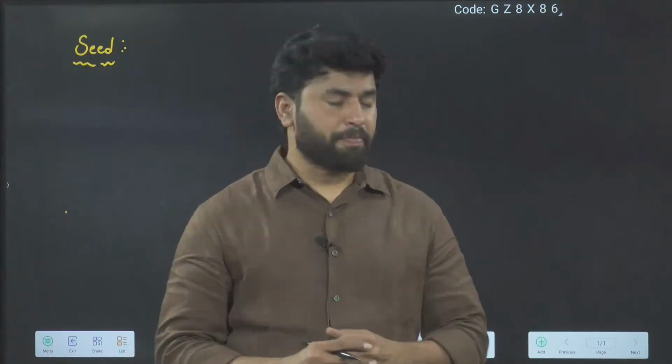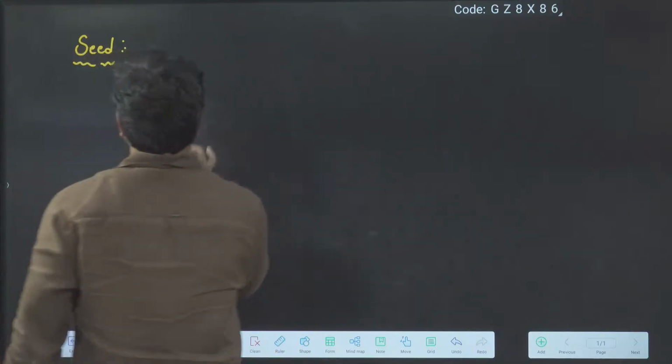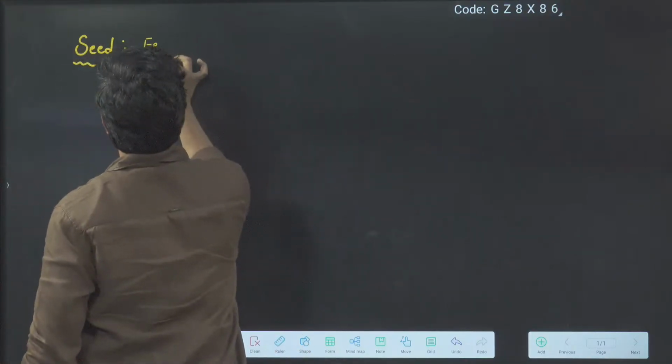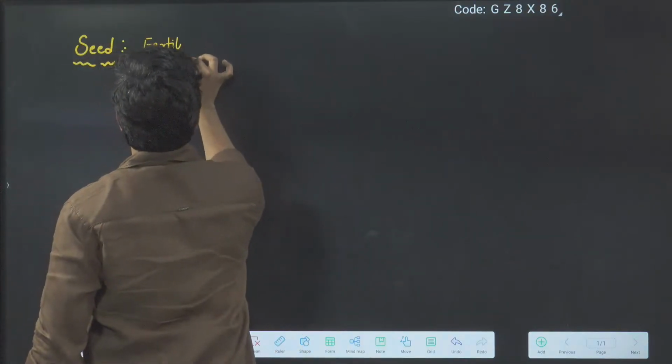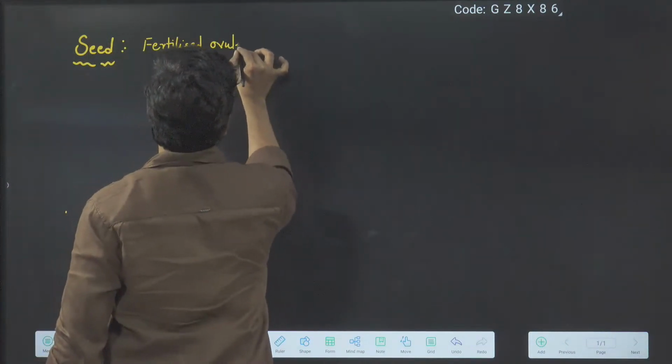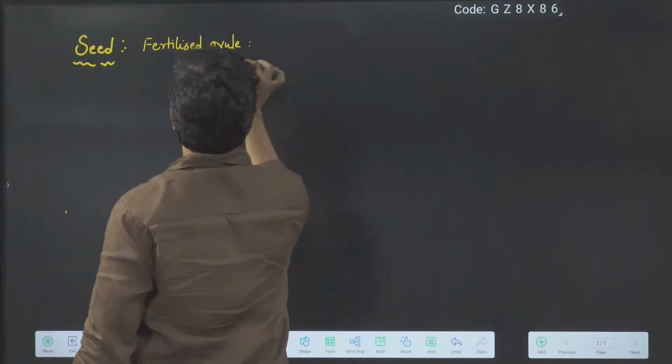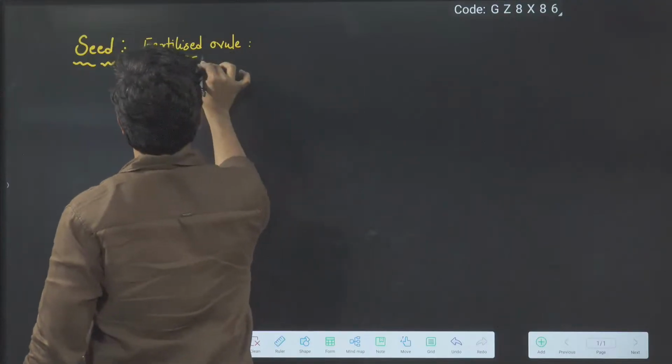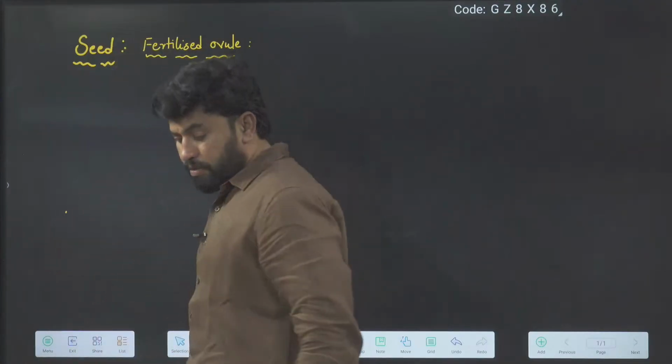Then come to the statement. What is a seed? Seed is nothing but a fertilized ovule. Generally, seed is a fertilized ovule.